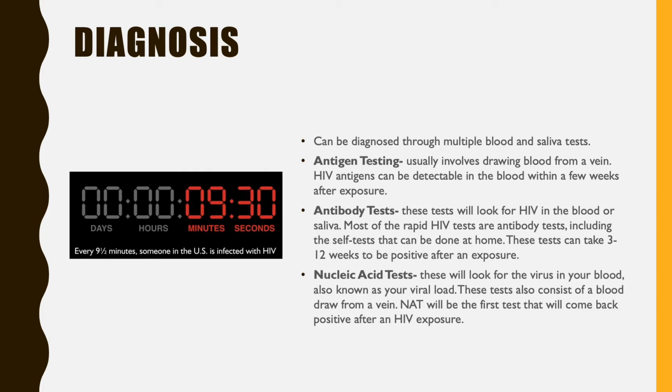Lastly, we have nucleic acid tests, and these will look for the virus in your blood, which can also be known as your viral load. These tests also consist of a blood draw from a vein. Nucleic acid tests will be the first test that will come back positive after an HIV exposure. On the left here, I shared an interesting fact that in the United States, every 9.5 minutes, someone is infected with HIV.